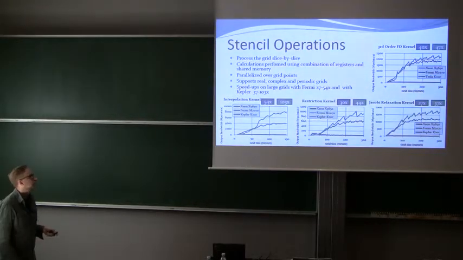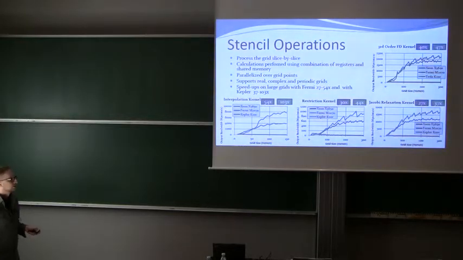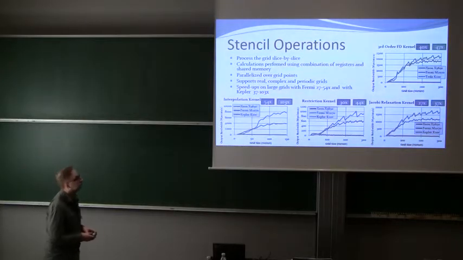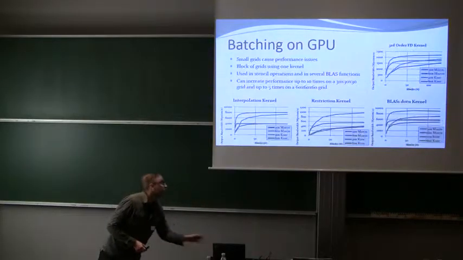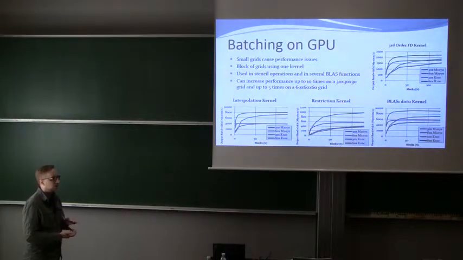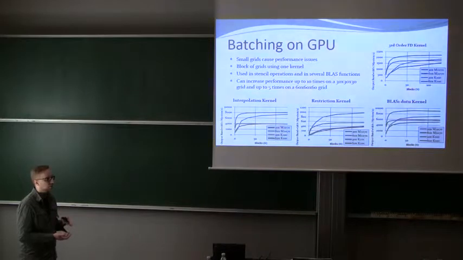But basically the problem, of course, is that you usually tend to use as small grids as possible, so we are dealing with areas where the performance benefit is not so large. The solution to this problem is to use this method of batching. Instead of having one kernel process one grid, we take a block of grids and have one kernel which calculates the operation on all of these grids in a single block.